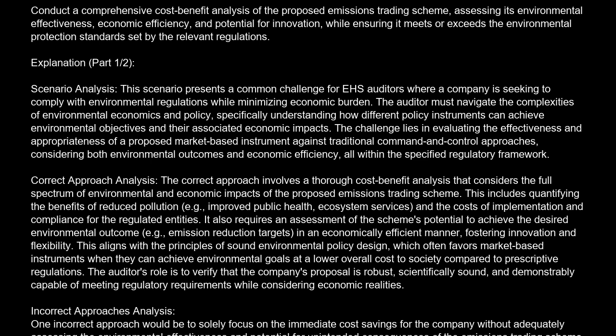This includes quantifying the benefits of reduced pollution, e.g., improved public health and ecosystem services, and the costs of implementation and compliance for the regulated entities. It also requires an assessment of the scheme's potential to achieve the desired environmental outcome, e.g., emission reduction targets, in an economically efficient manner, fostering innovation and flexibility. This aligns with the principles of sound environmental policy design, which often favors market-based instruments when they can achieve environmental goals at a lower overall cost to society compared to prescriptive regulations.